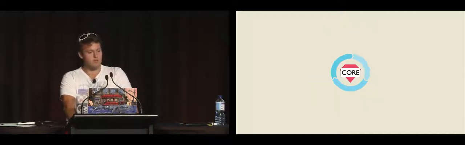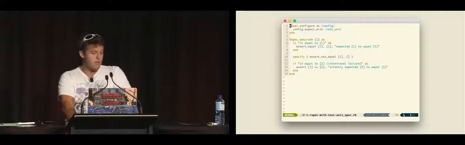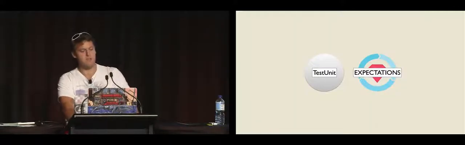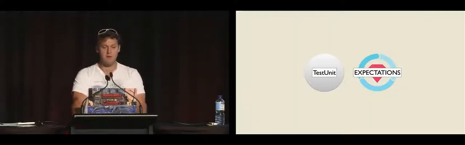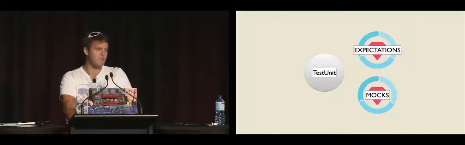So it's possible to use RSpec core on its own. You can mix RSpec core with shoulda matchers. You can use RSpec core with test unit assertions. You can use RSpec expectations with test unit, or go the other way around. You can use RSpec mocks inside test unit. All of these are possible because the components are isolated. So you can even mix the two, expectations and mocks from RSpec, with test unit and not use our runner at all, although I've got no idea why you would do that. That's a terrible idea. These go on and on into various combinations.